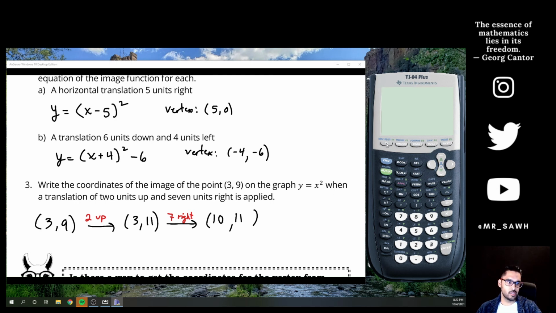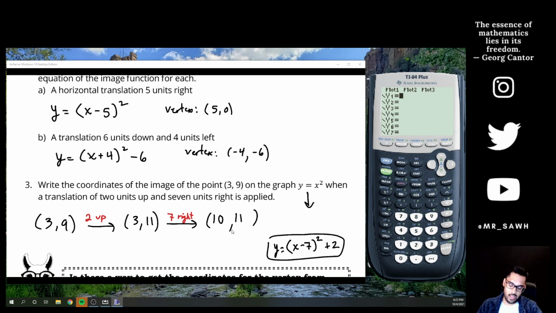Right, so there's the image of the point, and you can determine this. You can even make the equation. Right, so if it's 2 units up, 7 units right, well, that means the image function should be y is equal to x 7 units right, so (x minus 7) squared plus 2. Right, there's the image function, and here's the image point. So those two things, well, this point should be on this graph.